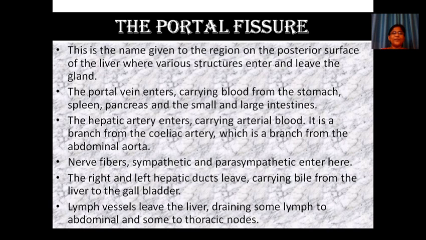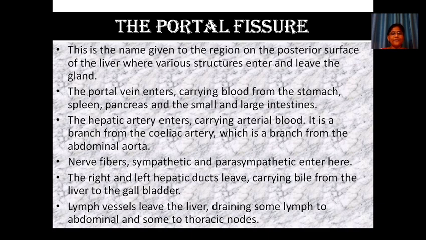It is branched from the celiac artery, which is a branch from the abdominal aorta. So the hepatic artery is the branch from the celiac artery. This celiac artery is the branch from the abdominal aorta and it carries arterial blood to the liver. And next, nerve fibers, those are sympathetic and parasympathetic, enter here in this region.